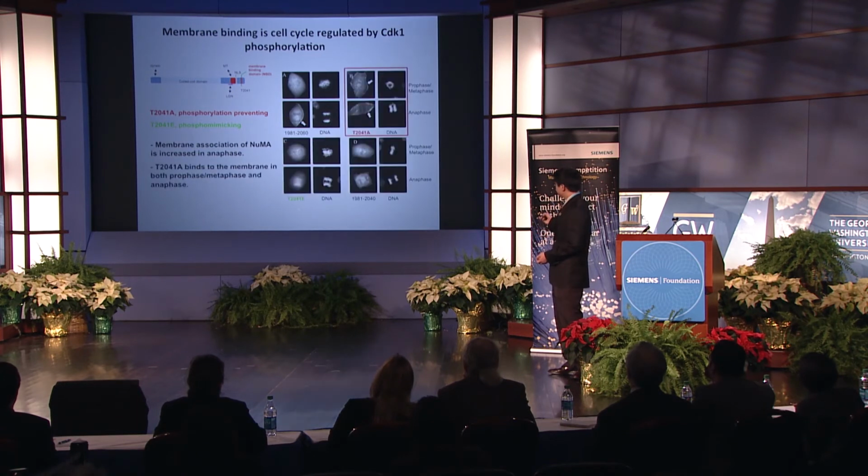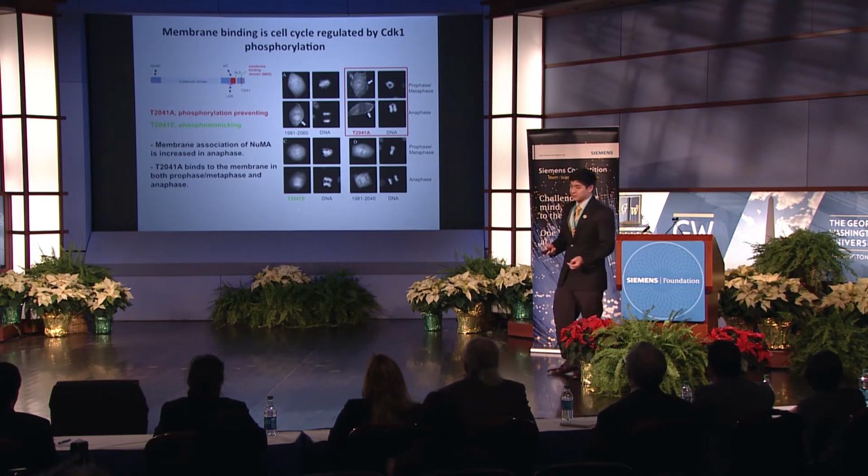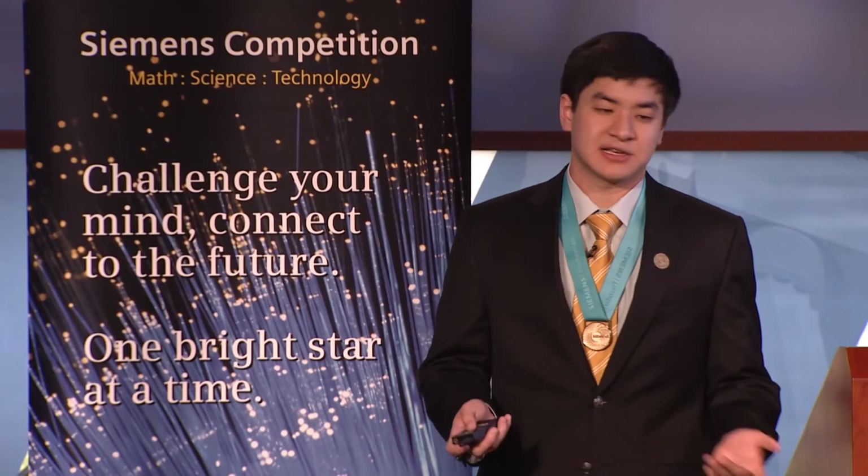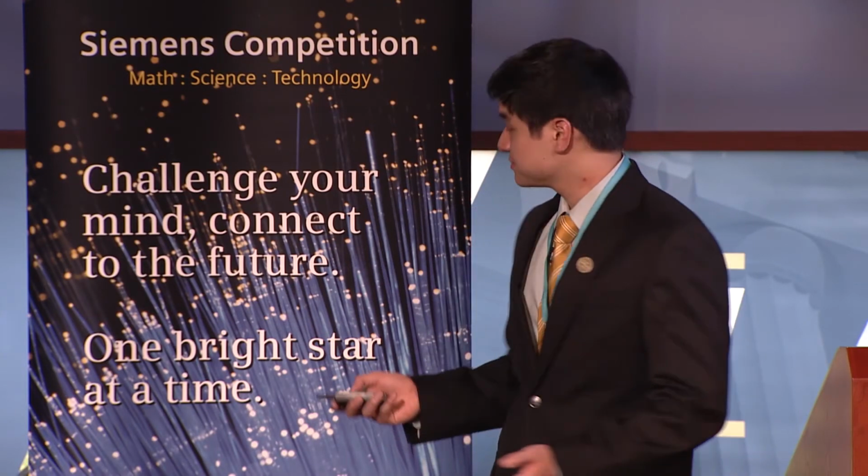The T2041A construct showed strong membrane binding throughout both prophase and anaphase, suggesting that the membrane binding of NuMA may be negatively regulated by CDK1 phosphorylation. Complementing this result, the T2041E construct, which mimics phosphorylation, did not show membrane binding at any stage of mitosis, similarly to the membrane binding deficient region of NuMA. This shows that the membrane binding of NuMA is cell cycle regulated and likely by CDK1 phosphorylation.